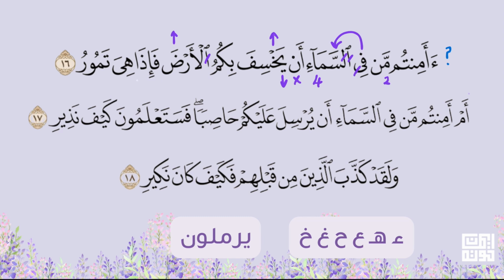فإذا. 2 counts for the alif. فإذا هي. Get the ha kasra. فإذا هي تمور. The ra is elevated, not because it has a dhamma, it's going to be sukoon, but because the meem has a dhamma. هي تمور. 4 counts, مد عارض للسكون.